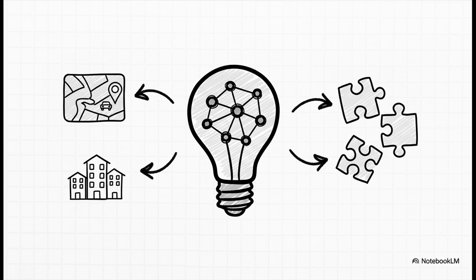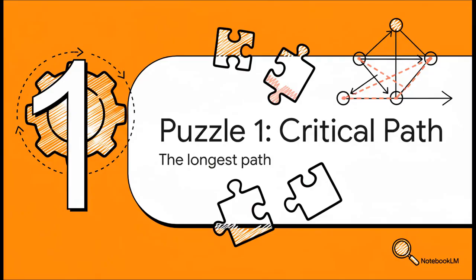Well, the secret to both of these problems, and a whole lot more, is something called graph algorithms. It's basically a toolkit for making smart decisions inside of networks. And to really get a feel for how they work, we're going to roll up our sleeves and tackle 3 classic puzzles. Okay, let's dive into our first puzzle, project planning.